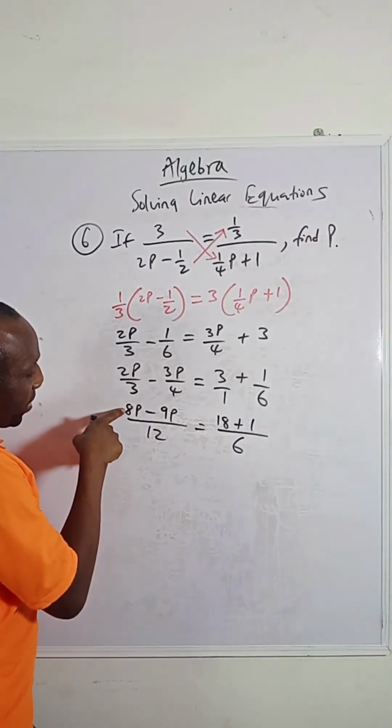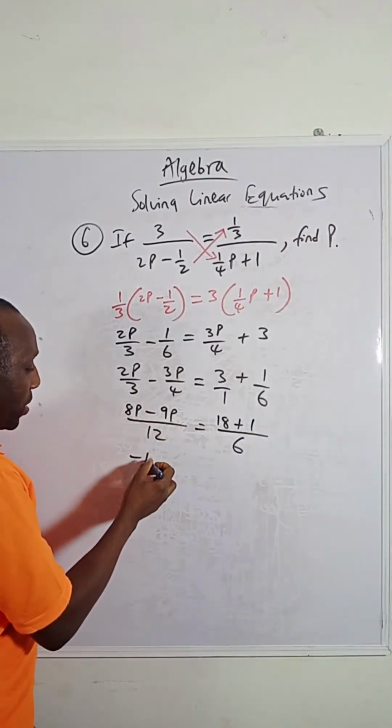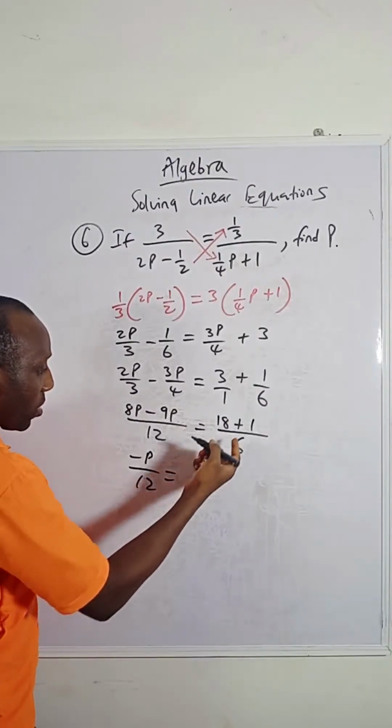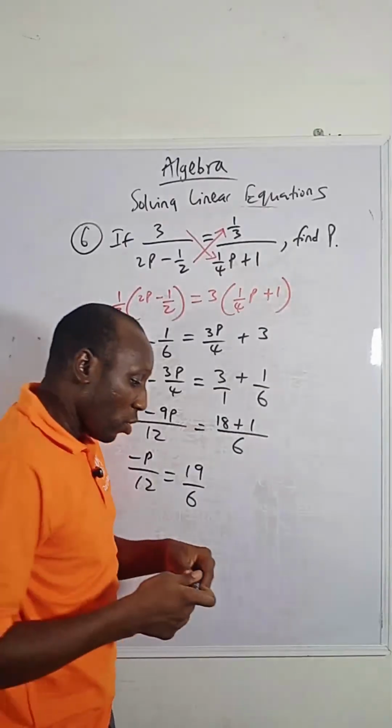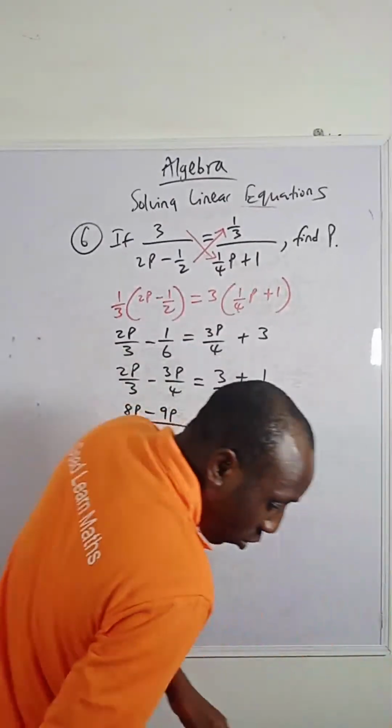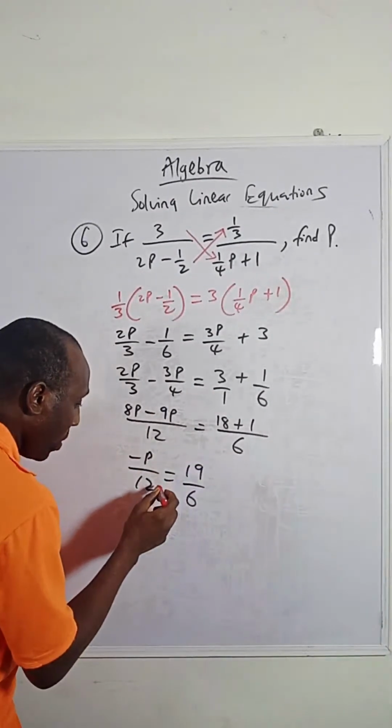So what is 8p minus 9p? That's minus p. Then over 12 is equal to what? 19 over 6. Now watch this. I can just cross multiply. See, I will just only move 12 up here.